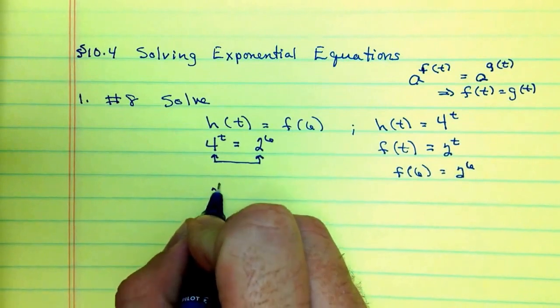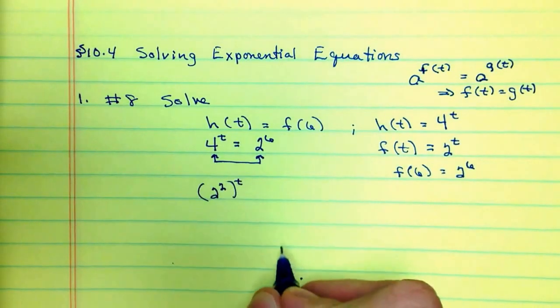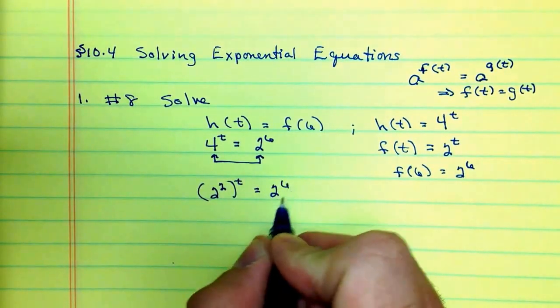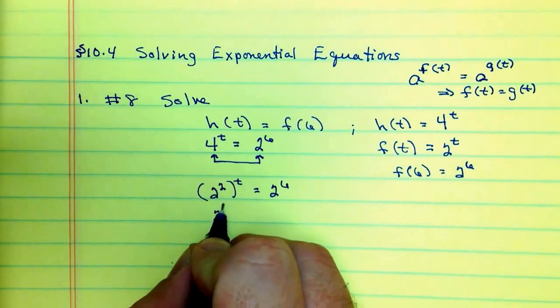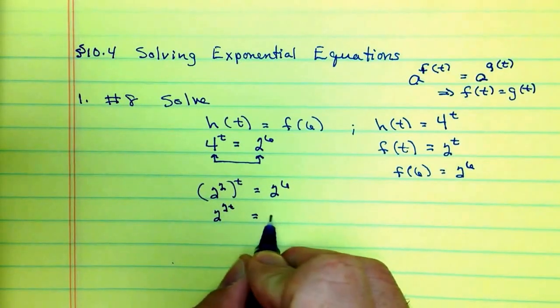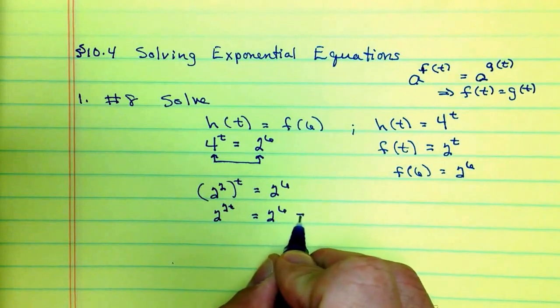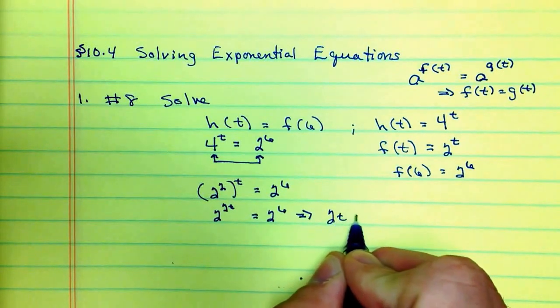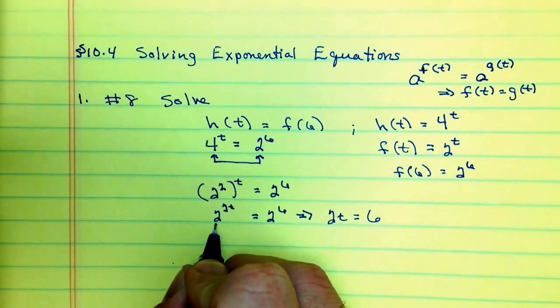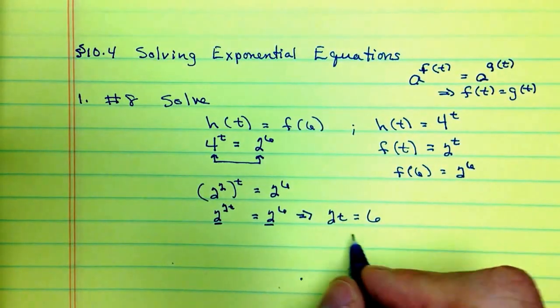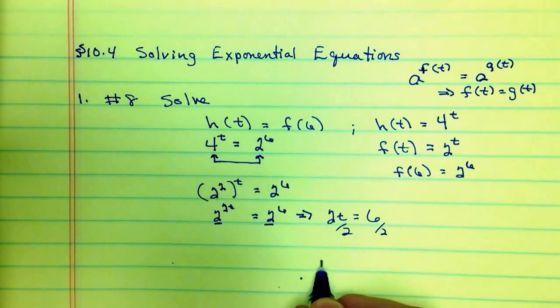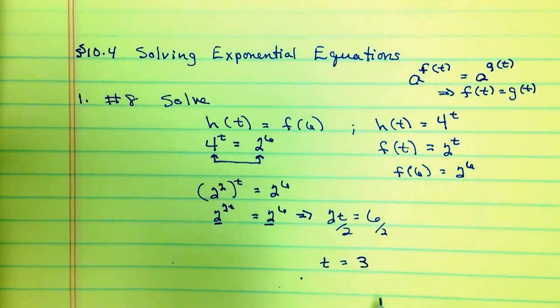4 is actually 2 squared, and then to the t equals 2 to the 6th. Then use the power to a power rule: 2 raised to the 2t equals 2 to the 6th. So this tells me the exponents must be equal. 2t equals 6 because the bases are the same, and then we just divide by 2. We get t equals 3. And there we go, we've solved that equation. That's about the most algebra you'll have to use here.